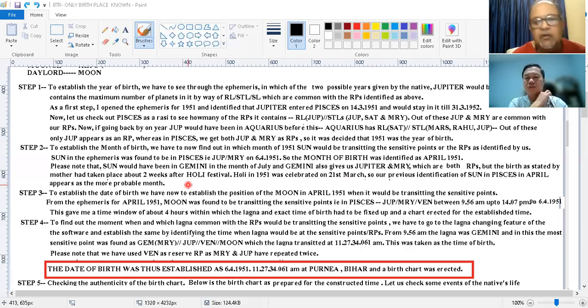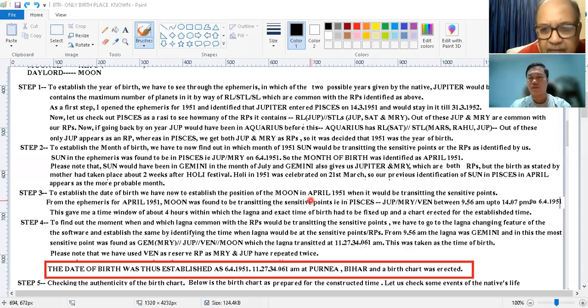Am I clear? Now step 3. To establish the date of birth, we have now to establish the position of the moon.